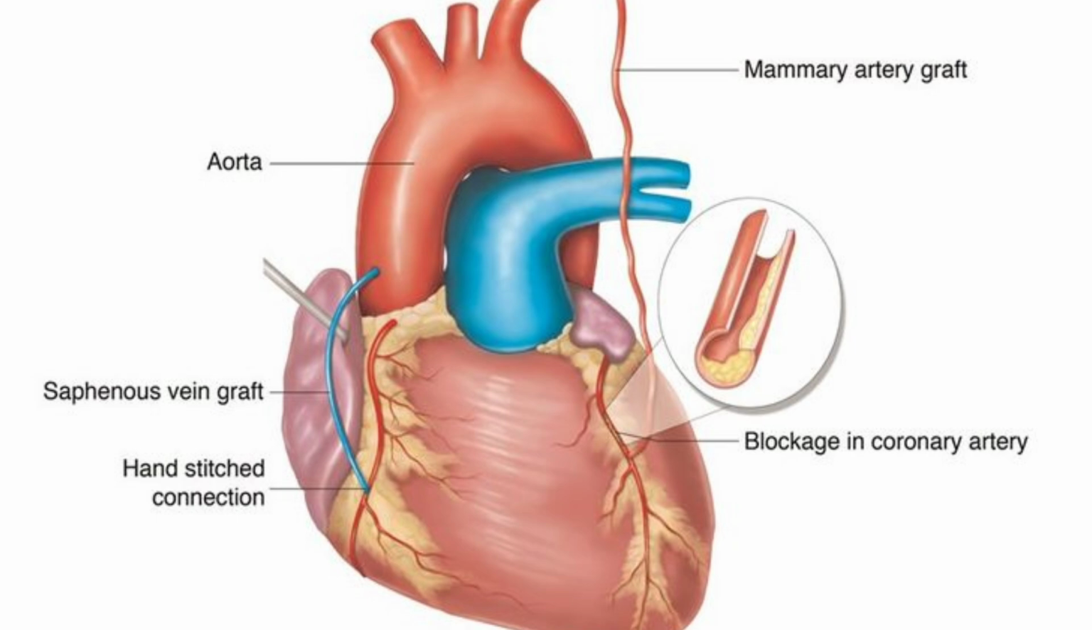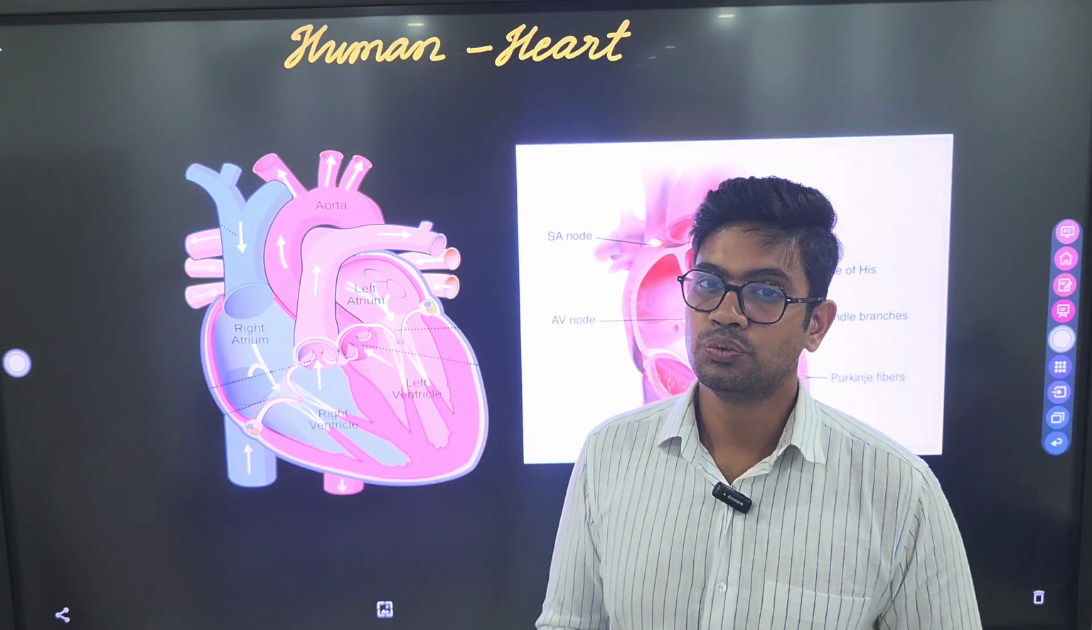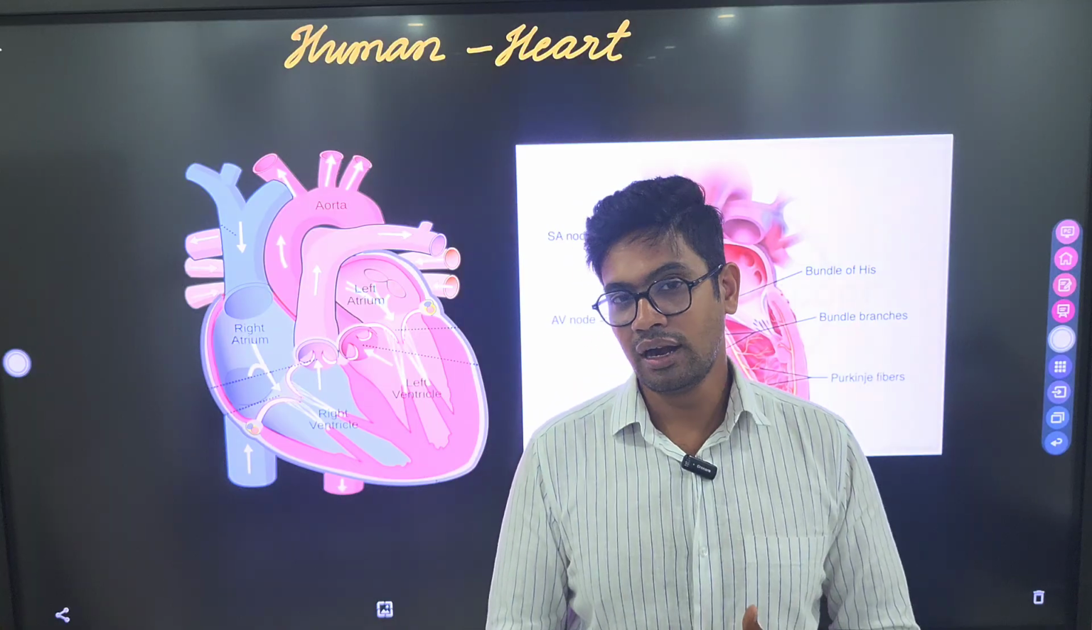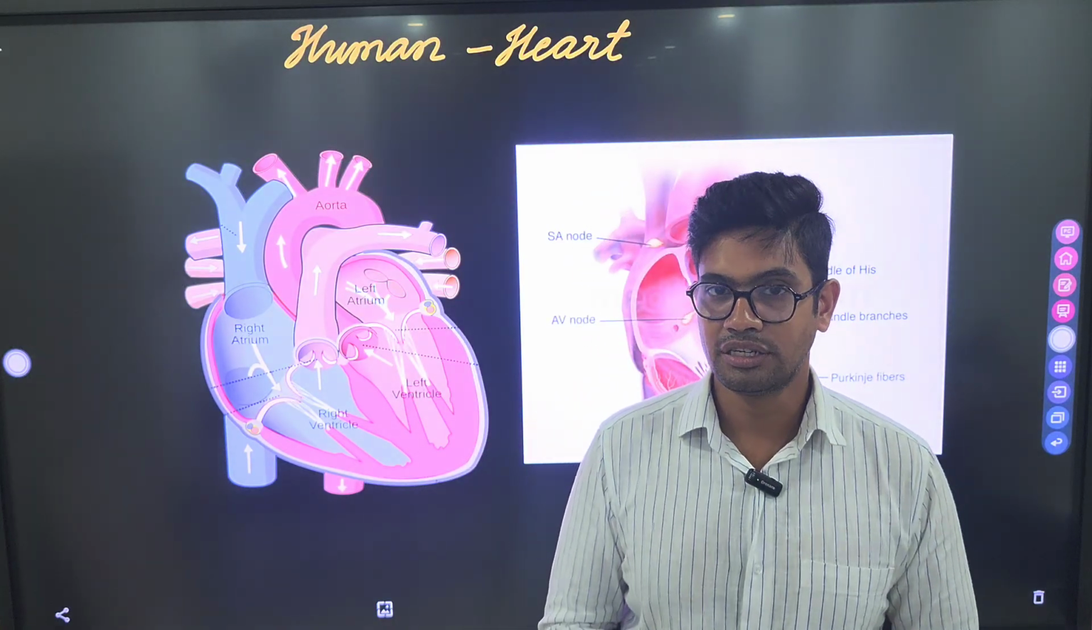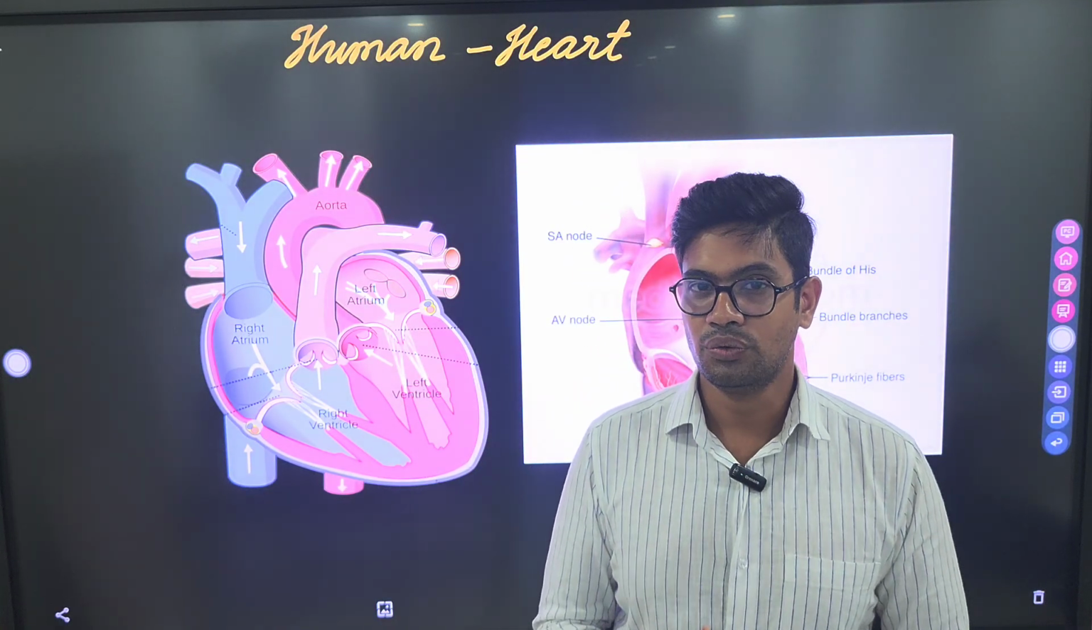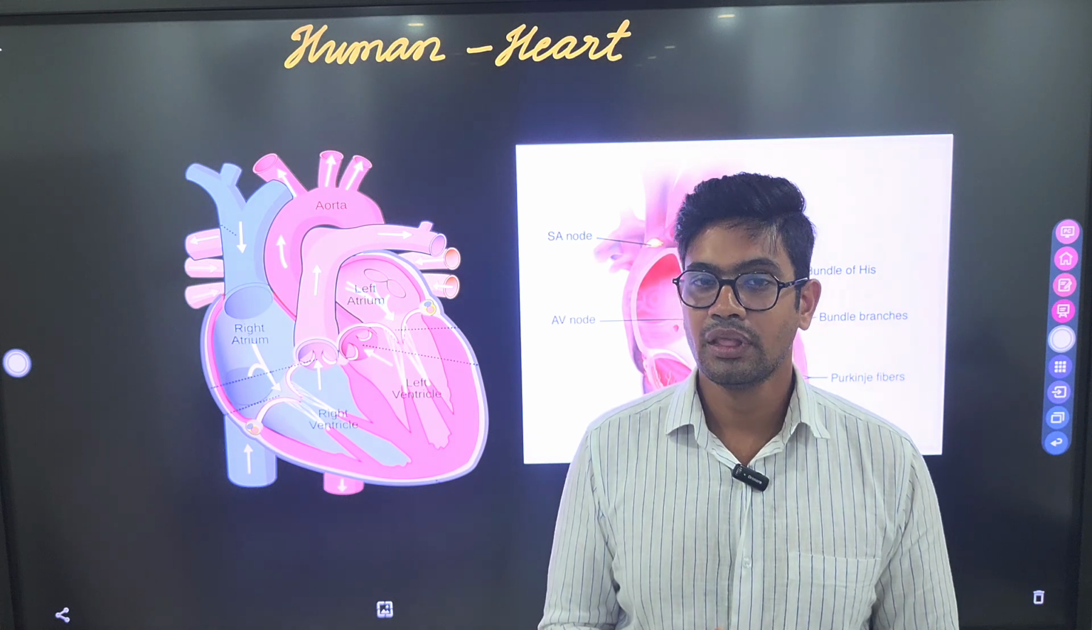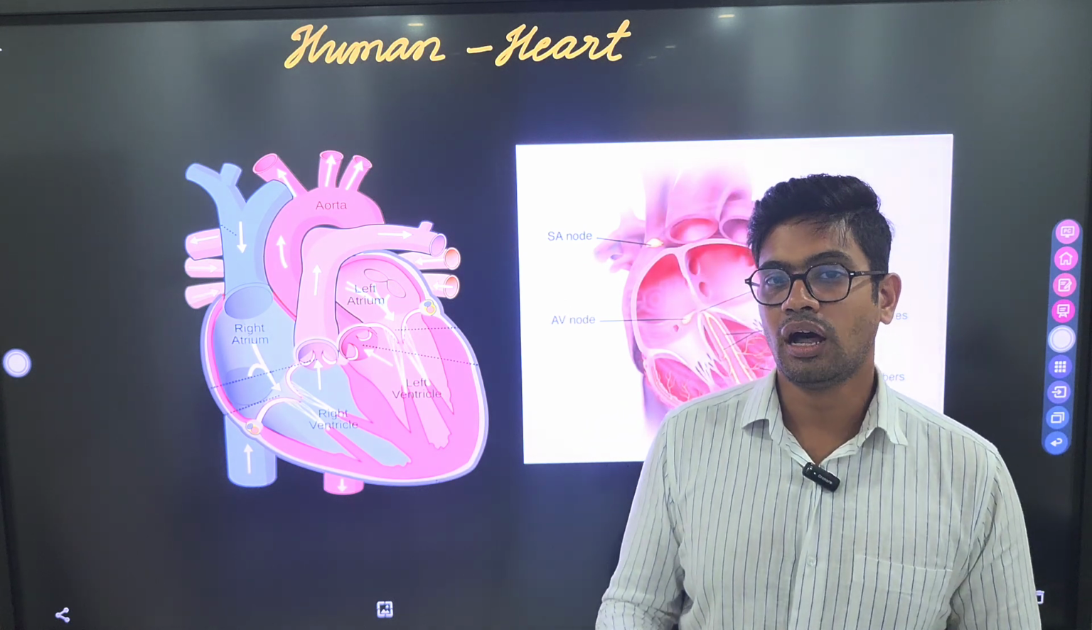When this happens, the oxygenated blood is drawn from the aorta, and as a pipeline, the saphenous vein from our legs is harnessed. Those places of the coronary artery which have been blocked are bypassed, and in this way oxygenated blood is circulated to the other parts of the coronary artery, and the heart gets the sufficient amount of oxygen it needed. So this is all about the heart.